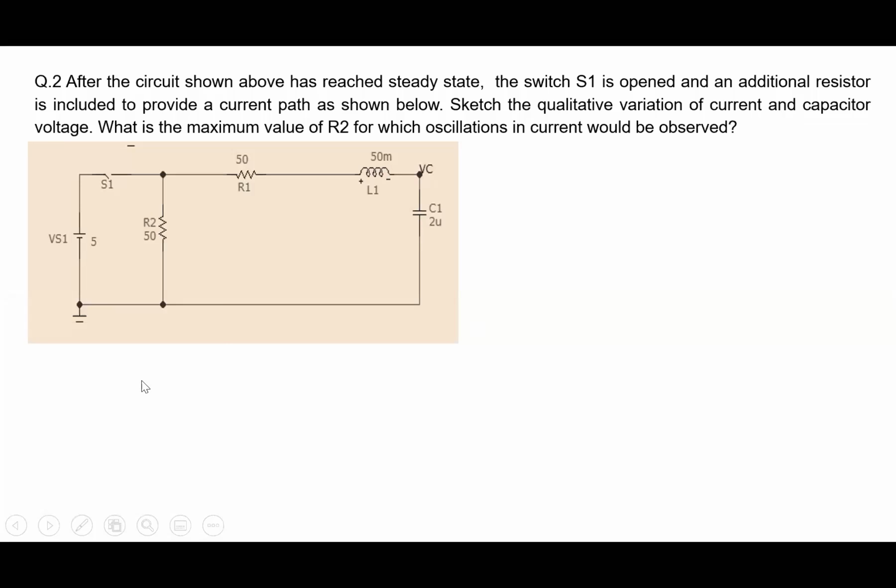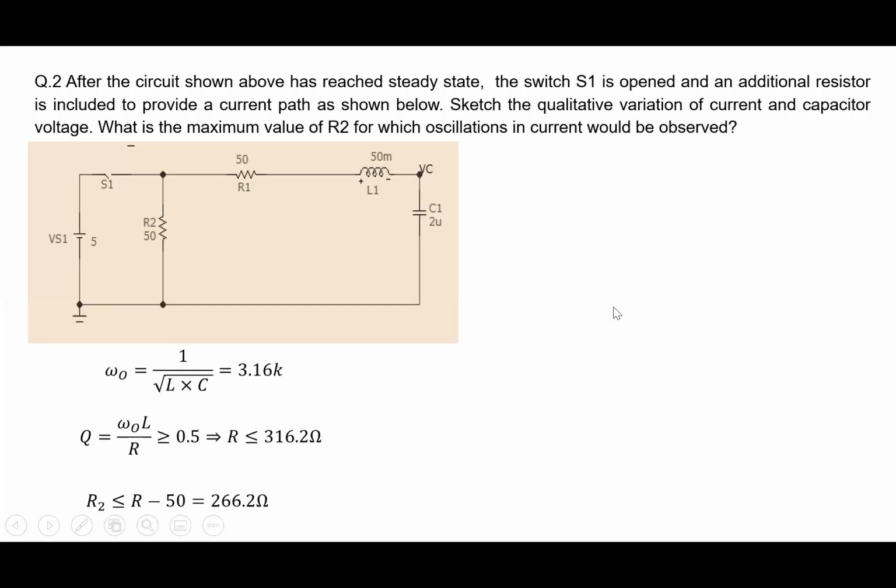decreasing behavior here. So we calculate omega naught first, then you calculate Q. And in this case, you would of course find Q is greater than 0.5. But in general, R has to be less than 316 ohms for Q to be greater than 0.5. So that tells us that R2 has to be less than this. Anyway, so that was the quiz problem also.